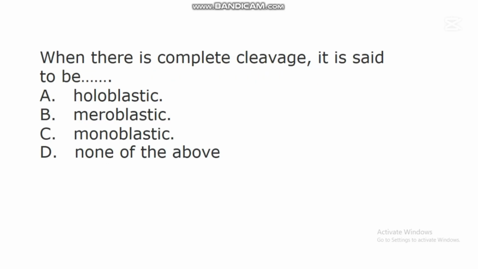The next question says, when there is complete cleavage, it is said to be dash. A. Holoblastic, B. Meroblastic, C. Monoblastic, D. None of the above. In this question, the correct answer is A. Holoblastic. Zygote is the product of fertilization, and that zygote undergoes cleavage. So when there is complete cleavage, it is said to be holoblastic.